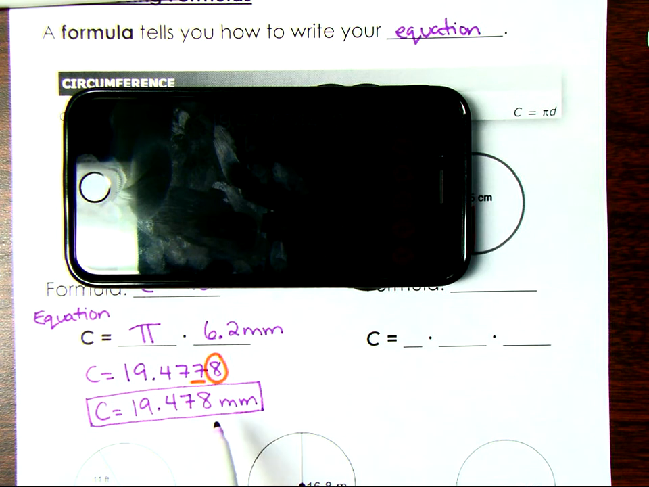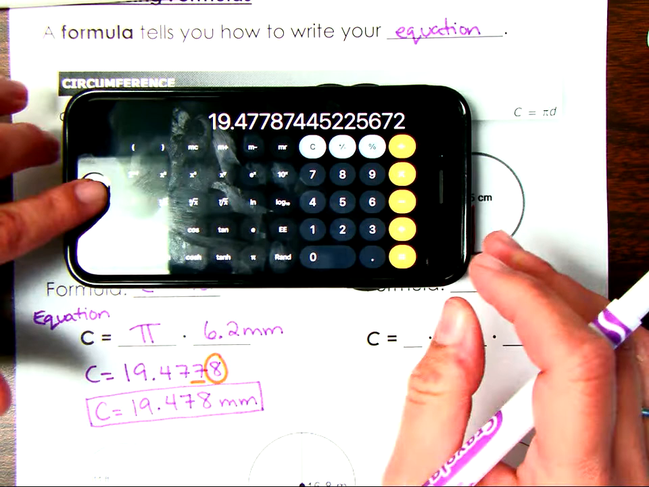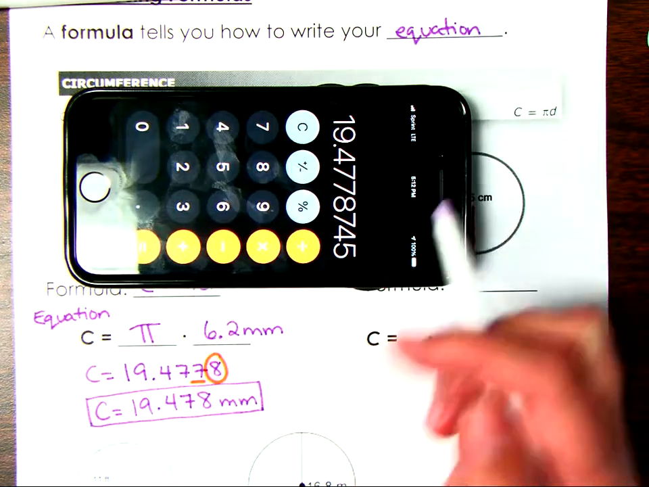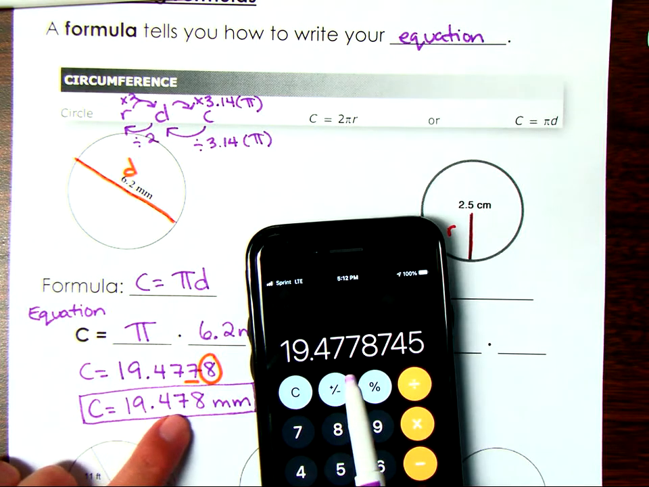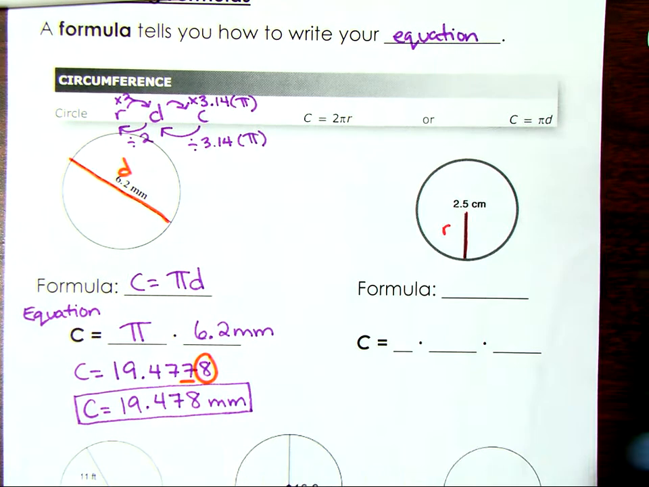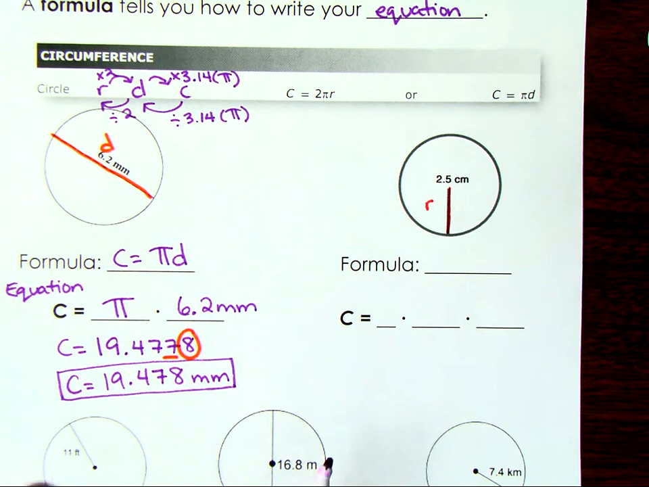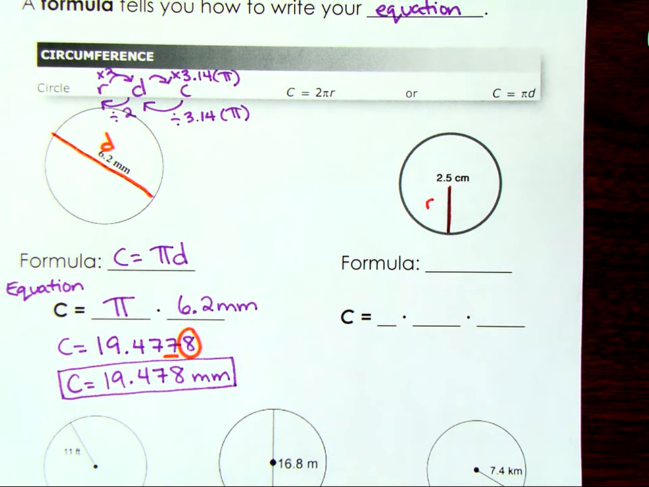Now, depending on what calculator you're using for class, it might have given you 19.4779. So if that's where it stops, it's because of how they estimated it. You can see right here, I went 4778, but it just depends on what numbers you're looking at. It just depends on what calculator you're at. So we'll make sure we can practice with that.